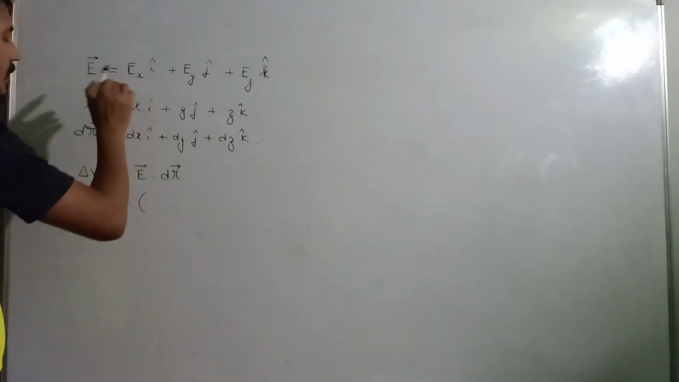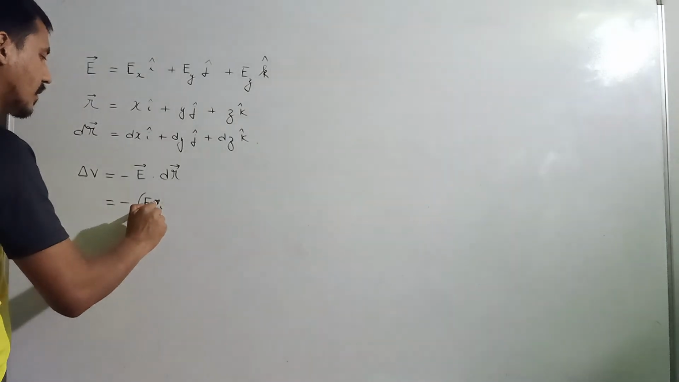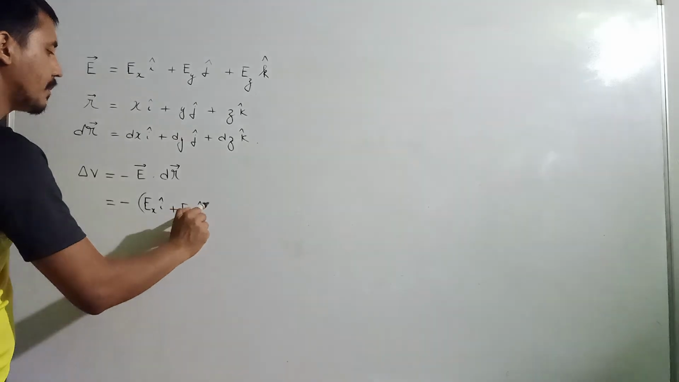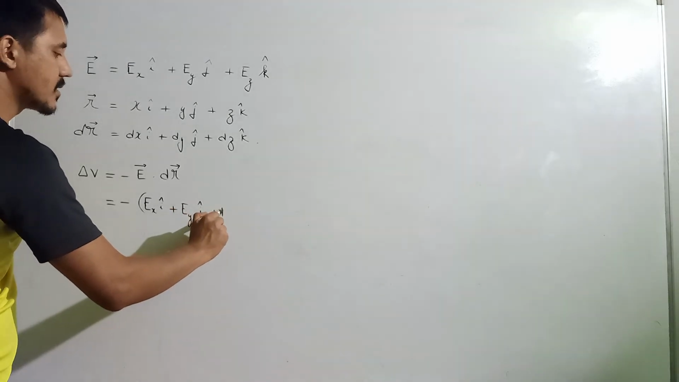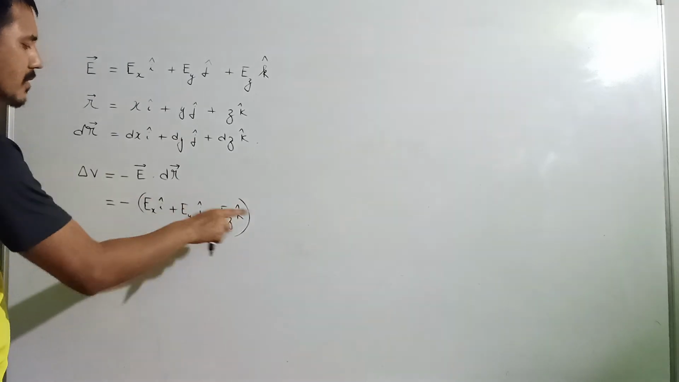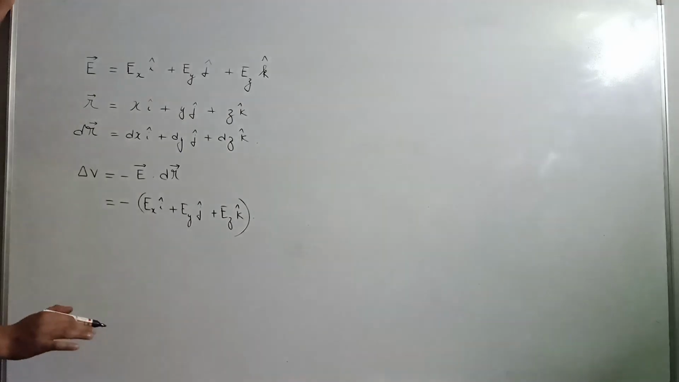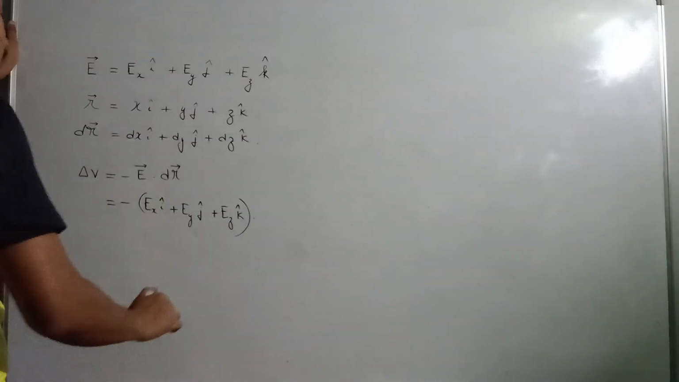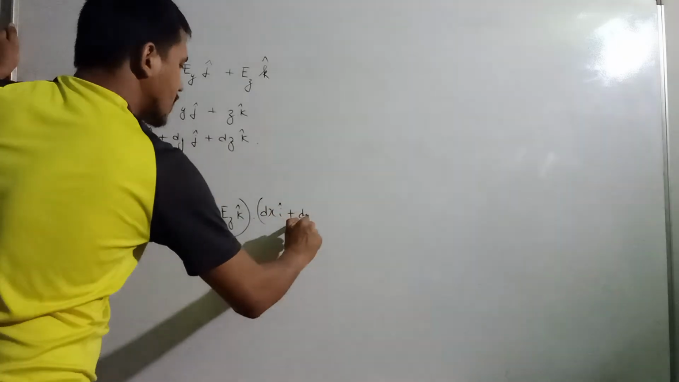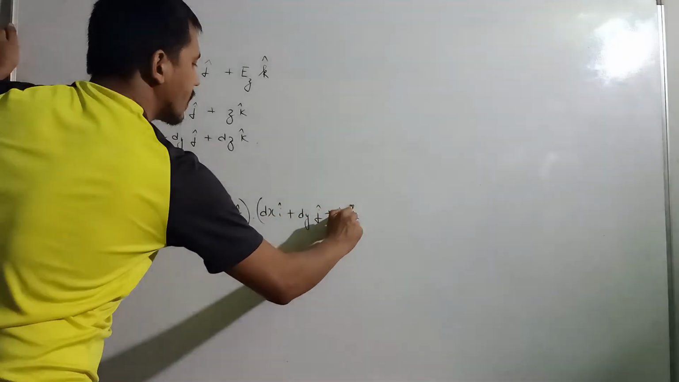Minus, what is your electric field E? Ex unit vector i, Ey j cap plus Ez k cap. Those people who don't know vectors, this cap also can be very confusing, but you are now familiar with it, okay? And vector dr means dx i cap plus dy j cap plus dz k cap.